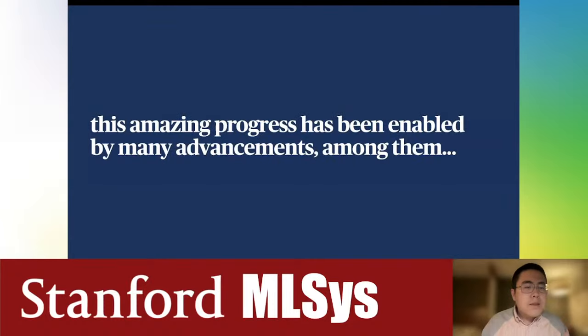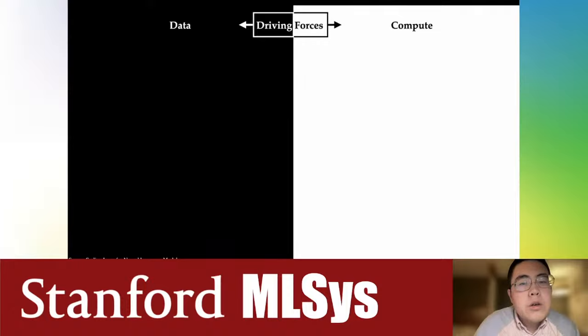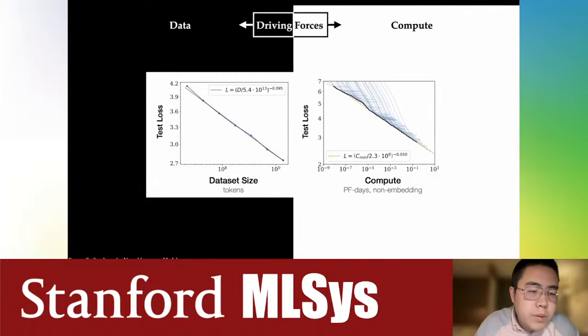So there are so many things that actually enable such progress. But among them, I would argue there are two driving forces that have been moving this forward. They are about the data and also about the compute. This is one figure from an OpenAI paper like 2 years ago, right? As you can see on the left-hand side, the more data you start to push into the system, you start to get this consistent improvement of the model quality.